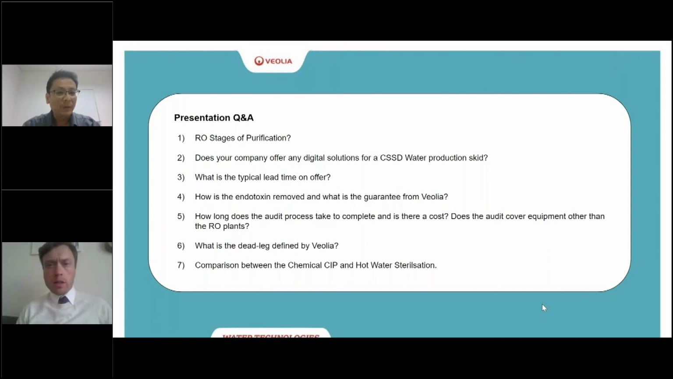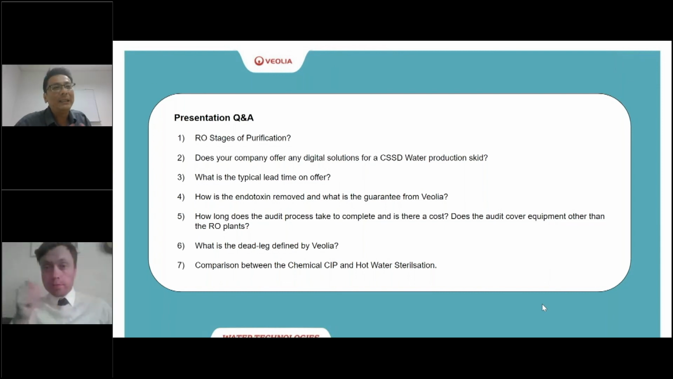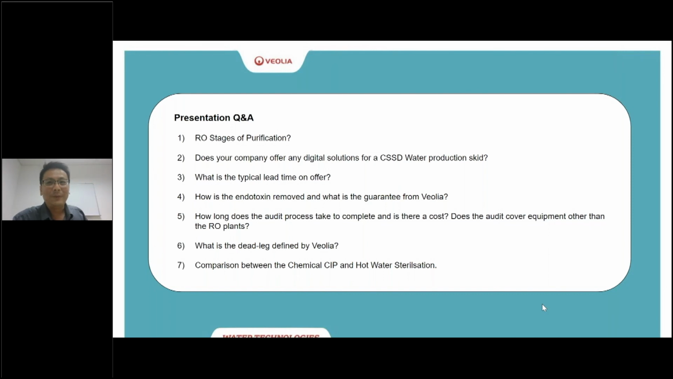And for question 6, it is more on the dead leg. The dead leg is actually not really defined at 3D, 2D, or even 6D from the main branch of the main ring itself. But to us, it's more towards the procedures to control or to flush the water out from the system before or after the sanitization process. The dead leg definitely will contribute to biofilm formations.